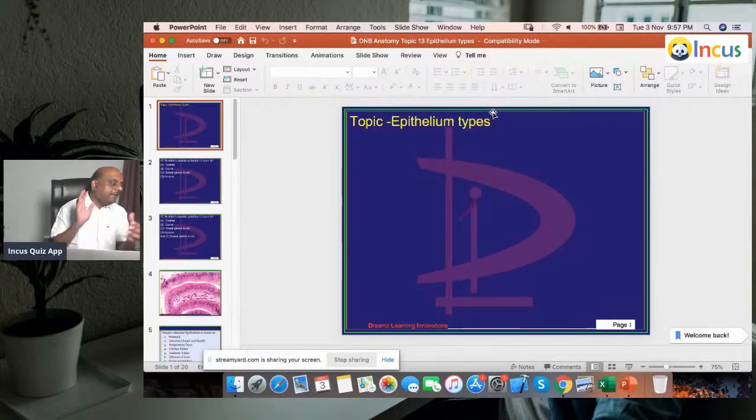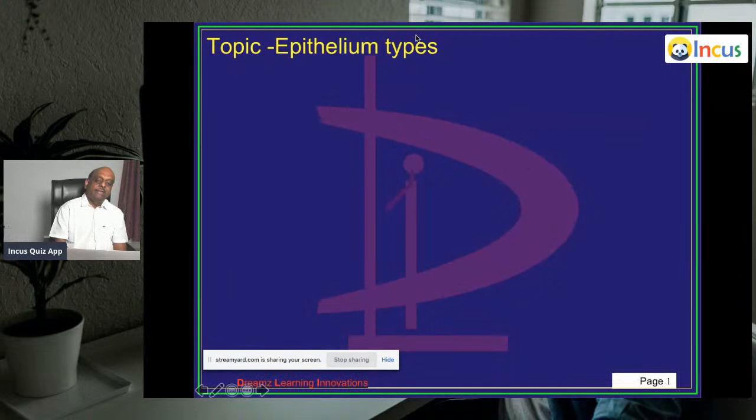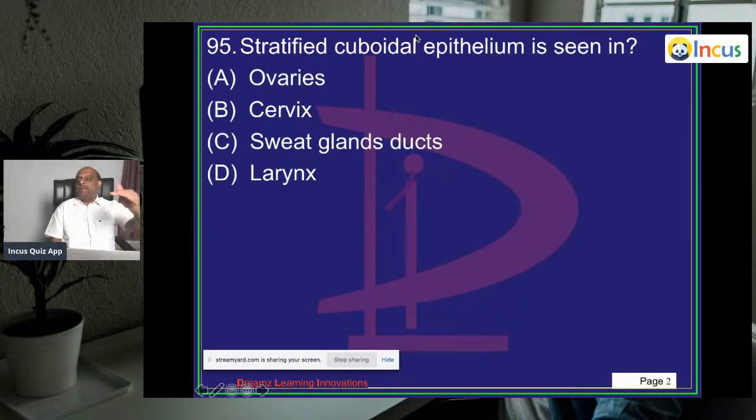Now topic number 13. Sure shot topic coming. Stratified cuboidal epithelium.